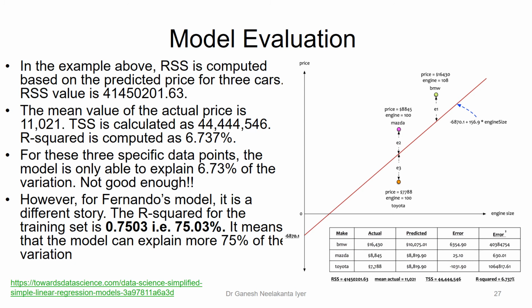For Fernando's model, it's a different story because we had more data. So when we calculate R squared for that, it comes to 75%. That means the model can explain 75% of the variation, which is very good, isn't it?